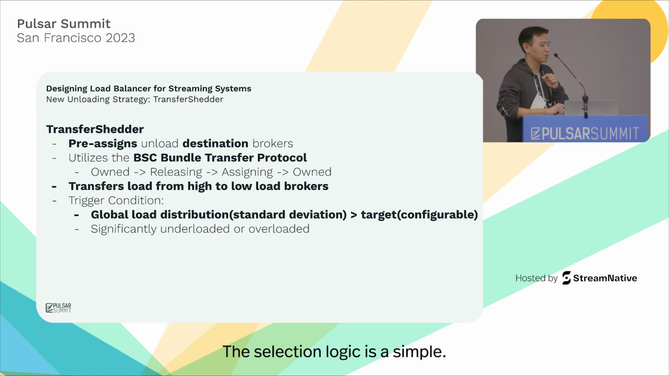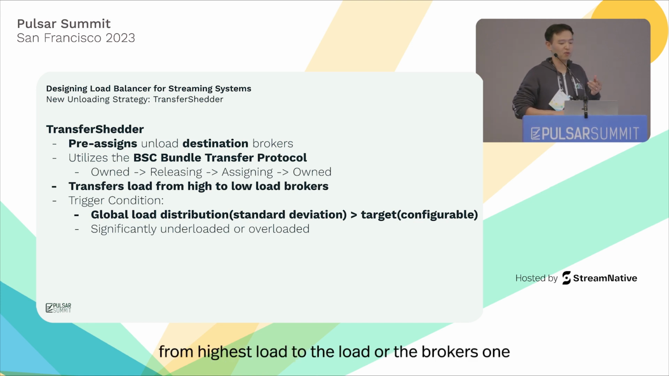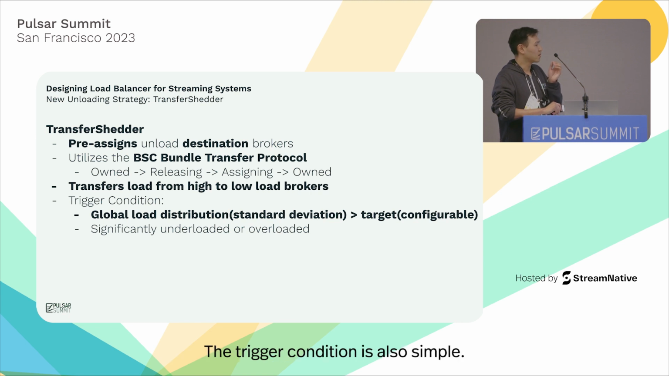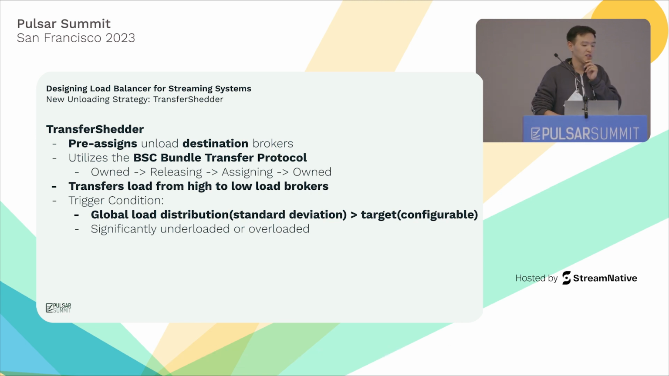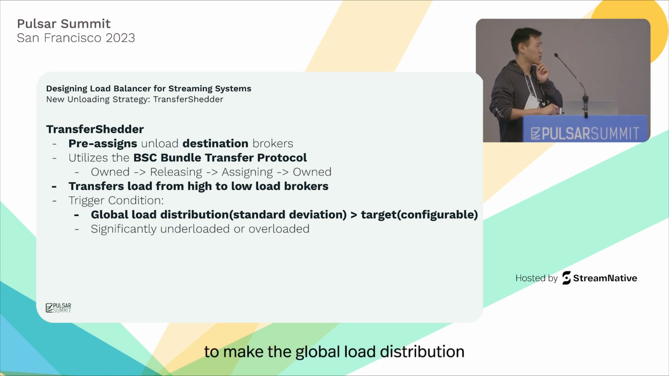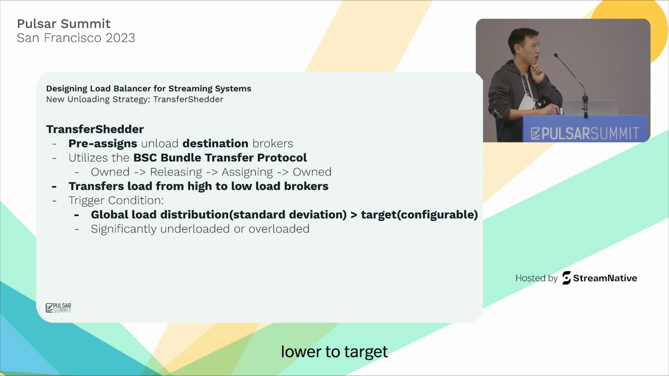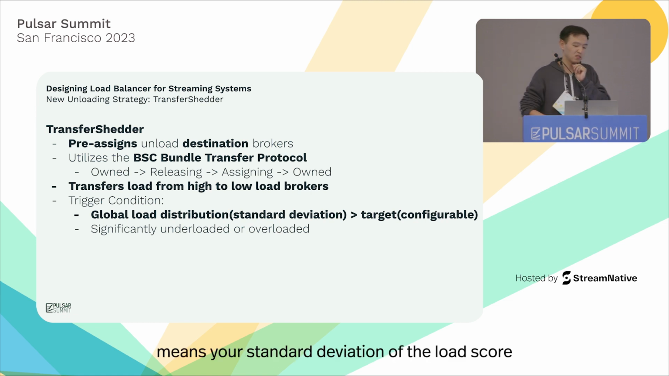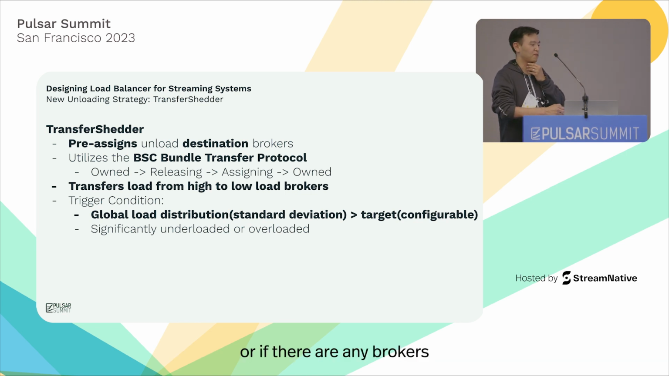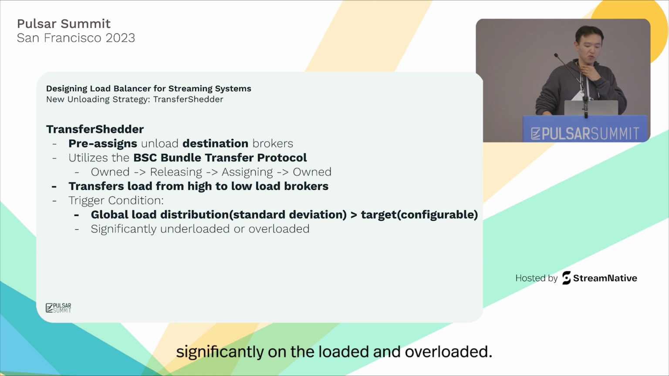The selection logic is simple. It just tries to transfer load from the highest loaded to the lowest loaded brokers one by one, the second highest to the second lowest. And the trigger condition is also simple. It's just trying to bring the global load distribution below the target. The global load distribution here means the standard deviation of the load score, or whether there are any brokers significantly underloaded and overloaded.